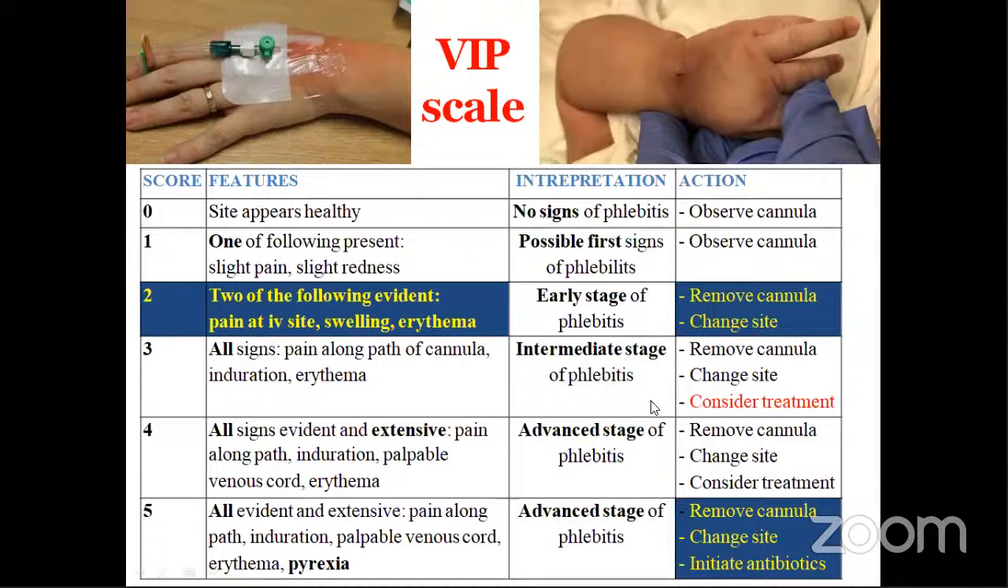In score 4, all signs are evident and extensive: pain, induration, erythema, along with a palpable venous cord. This is the advanced stage of phlebitis, or we can say it's the beginning of thrombophlebitis. Remove the cannula, change the site, elevate the limb, use an anti-inflammatory analgesic, give compression bandages to the patient, and you can also use Thrombophob, which has benzyl nicotinate and heparin in it.